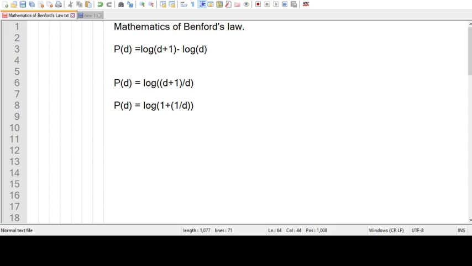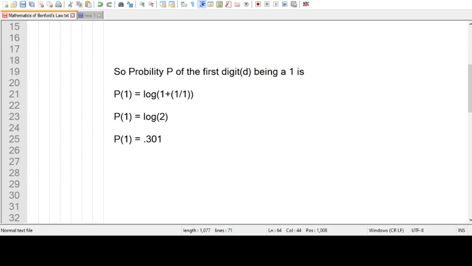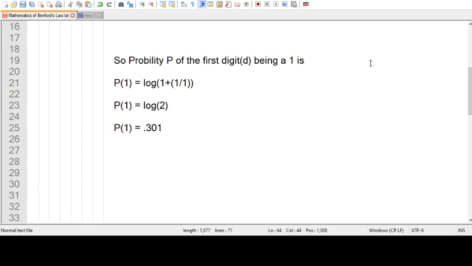So the probability of that digit equaling a 1 would be equal to the logarithm of 1 plus 1 over 1. Let me break this down and show it. It's basically like this. The probability of the first digit being a 1 is equal to the logarithm of 1 plus 1 over 1, which is the log of 2. The log of 2 is 0.301.